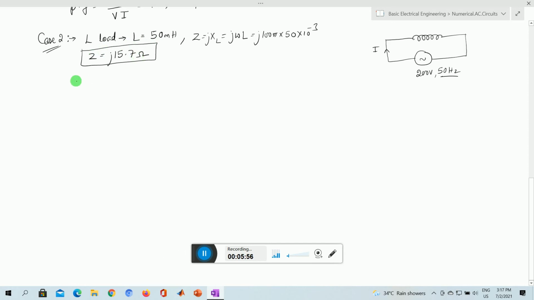Now the current formula is the same, V by Z, that is 200 by j 15.7. This leads to minus j 12.738 ampere.